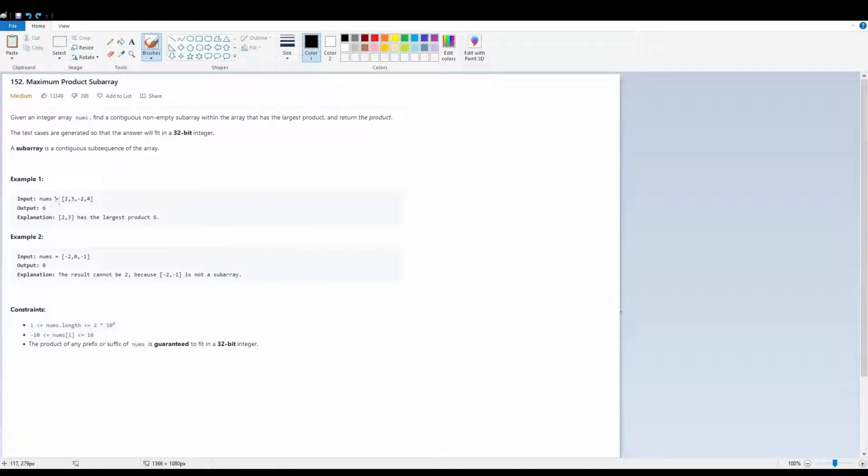So for example, in this first example, 2, 3 has the largest product of 6, so we return 6. And in this example, the largest product is 0, so we return 0.